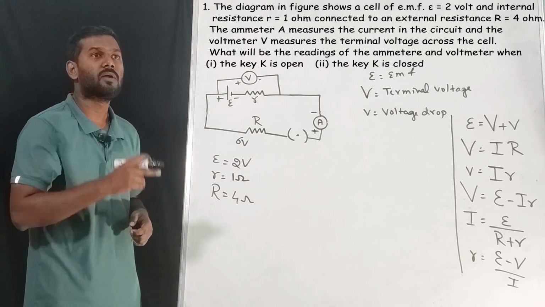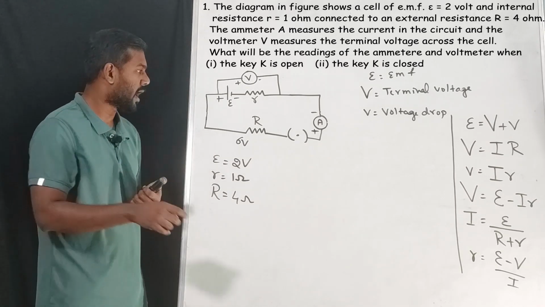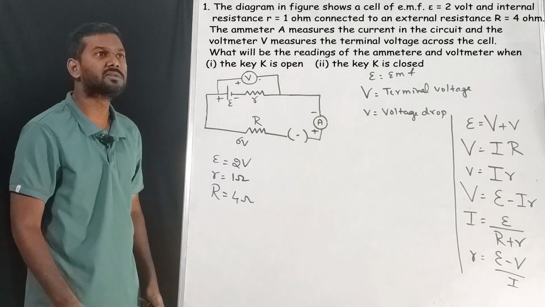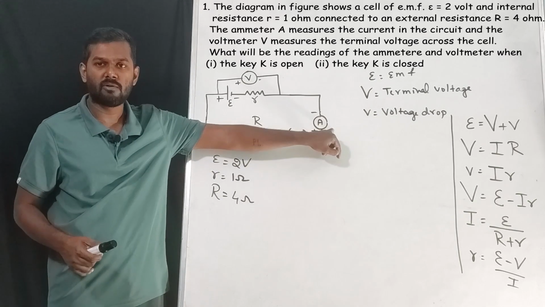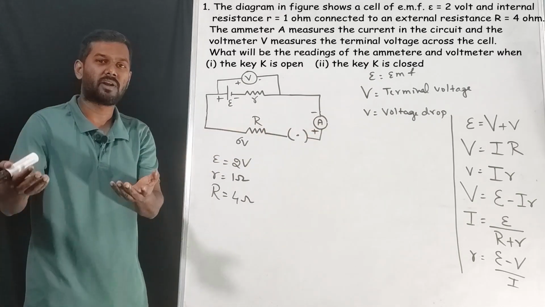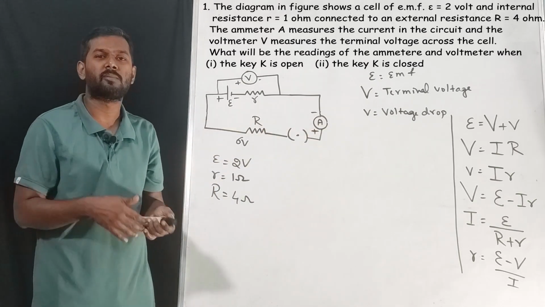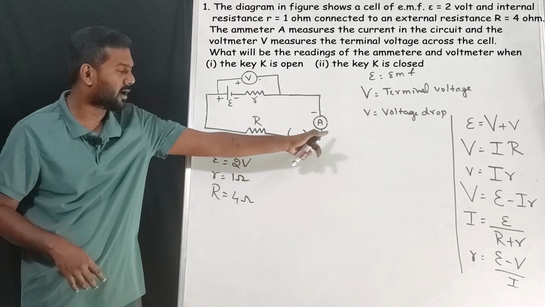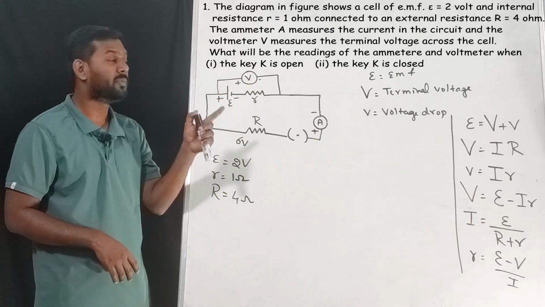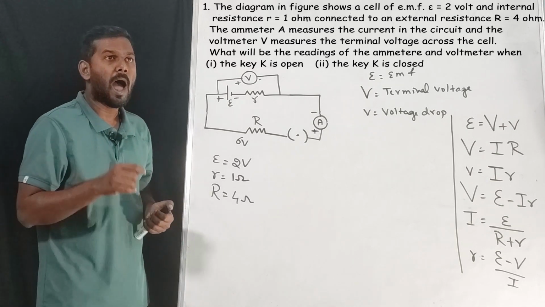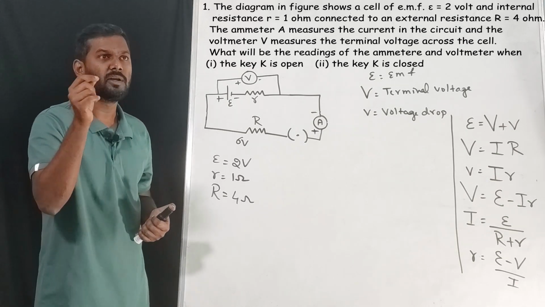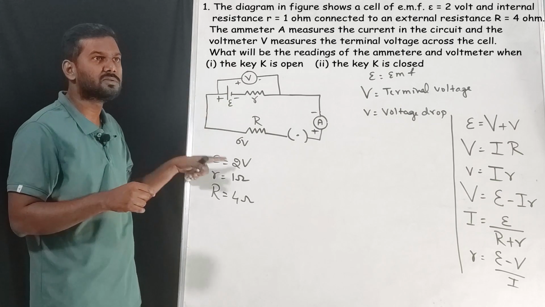Then what they have given: the ammeter A measures the current in the circuit. That is the function of the ammeter, right? What is the function of the ammeter? To find the magnitude of current. What do you mean by magnitude? Magnitude is nothing but the value, to find the value of current. And what is the function of the voltmeter? To find the magnitude of voltage. Next, the voltmeter V measures the terminal voltage across the cell.